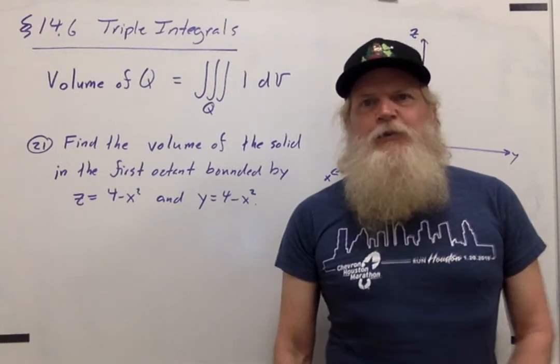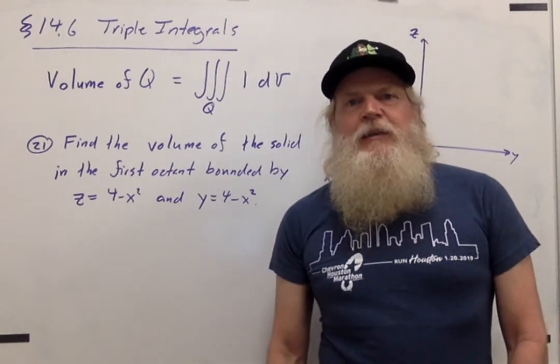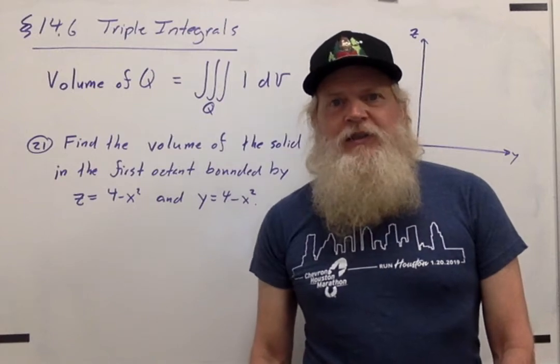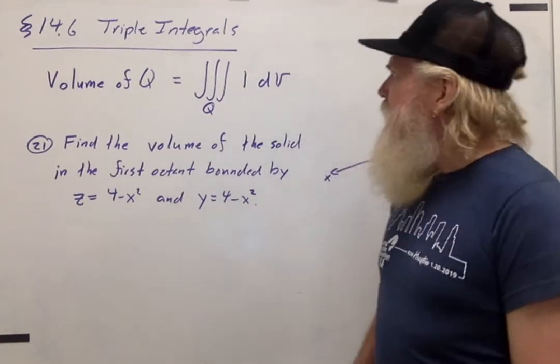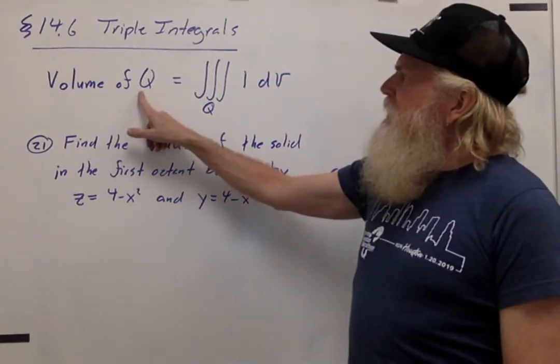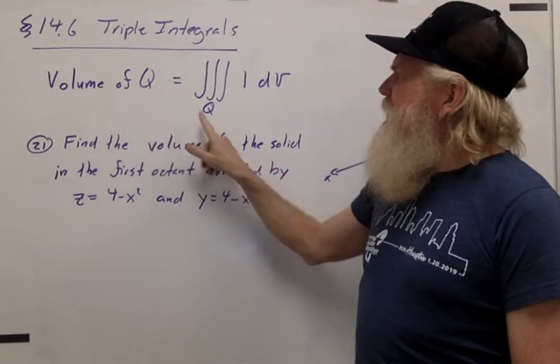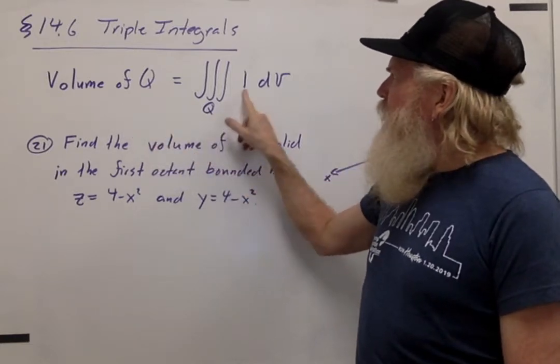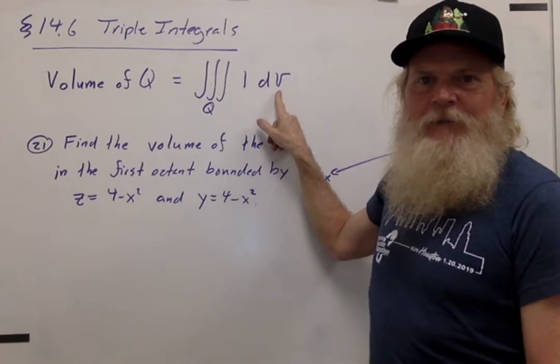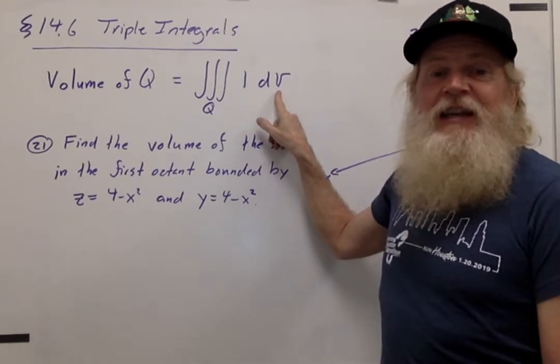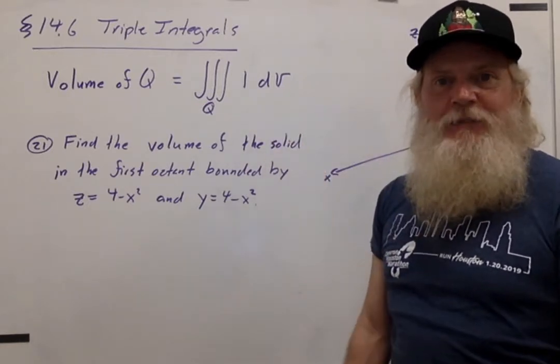As a last example from section 14.6, let me show you how you can use triple integrals to calculate a volume. The formula that we need is that the volume of a solid Q is equal to the triple integral over Q of 1 dV, where dV is going to be dx, dy, dz in any of those 6 possible orders.